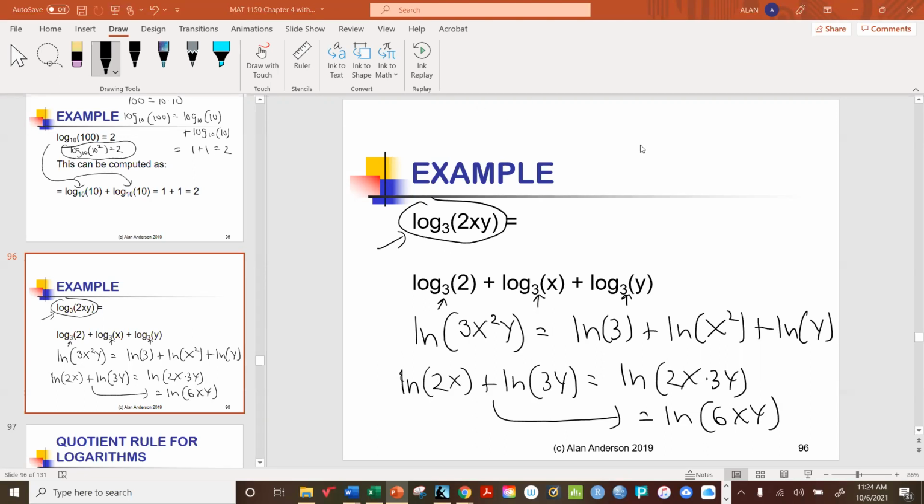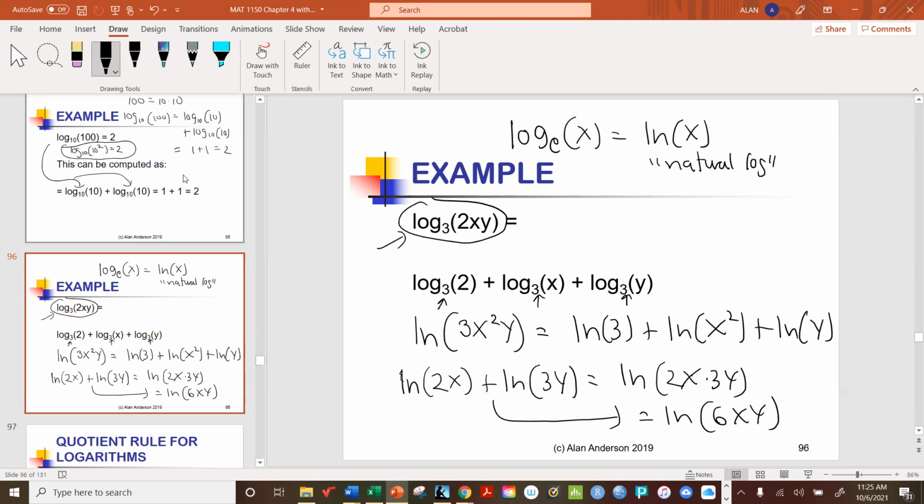ln is natural log. Yes, ln is the shorthand. We usually see that when the base is e. By convention, we just call it ln, natural log, because it's used in a lot of applications.